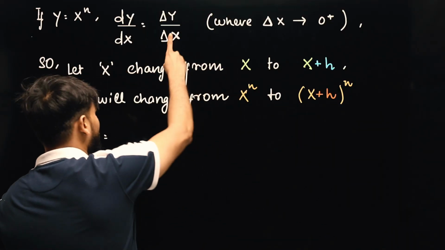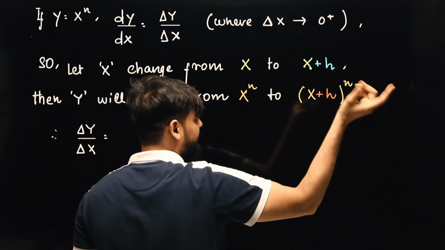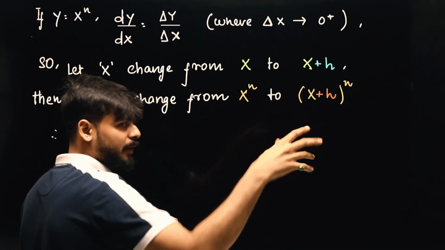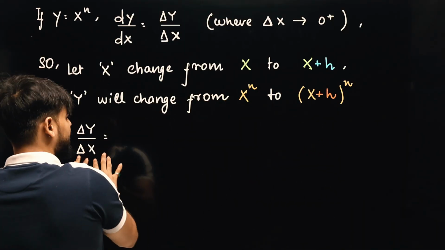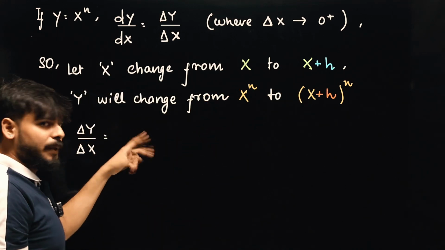Very similar to what we were doing. We are changing x by an amount h. Of course, later we want that h to be 0 plus. But the working begins this way. The change in y would be this minus this. Change in x is simply h. And then we need to make calculations.